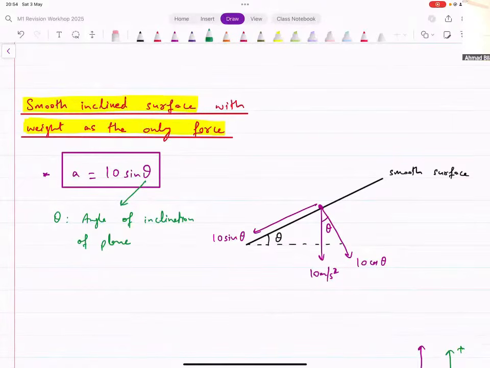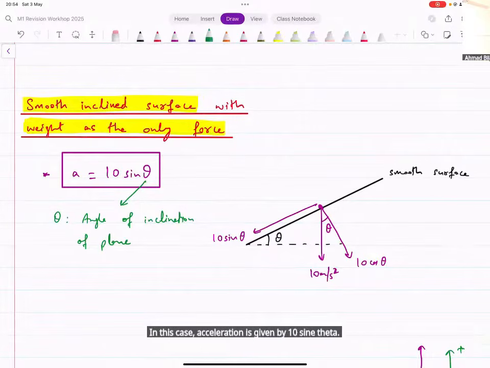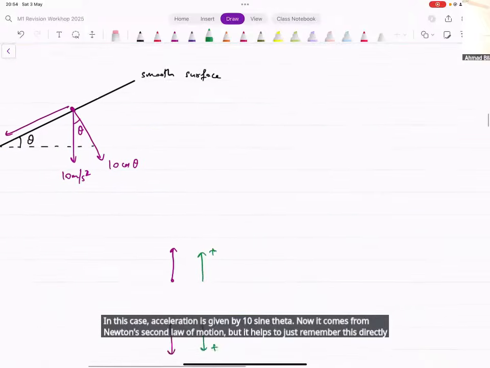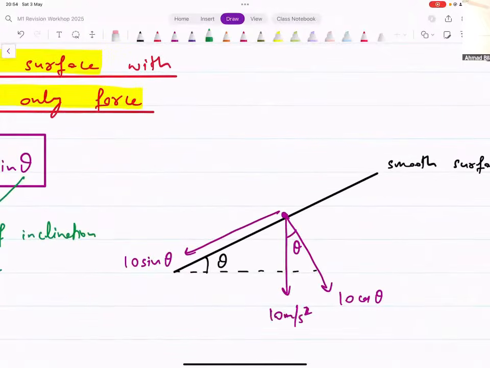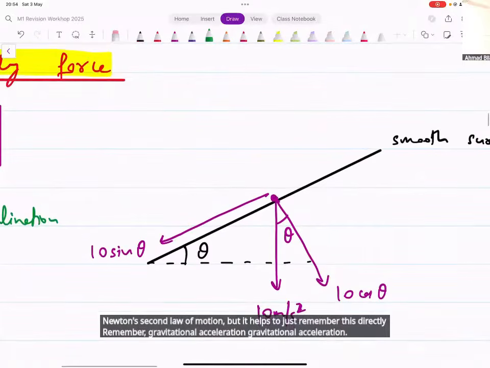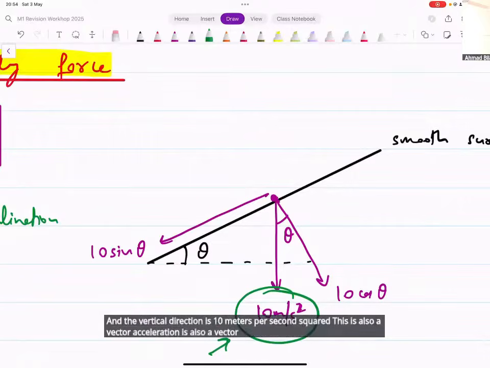In this case, acceleration is given by 10 sine theta. Now, it comes from Newton's second law of motion, but it helps to just remember this directly. Remember, gravitational acceleration in the vertical direction is 10 meters per second square. This is also a vector. Acceleration is also a vector quantity. So that's like we resolve forces.